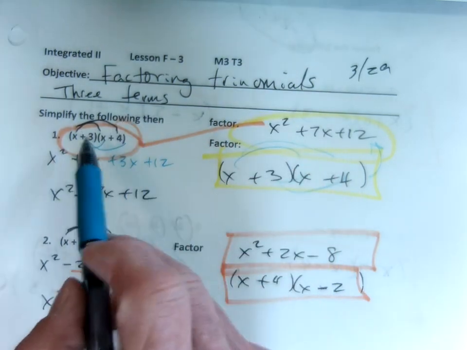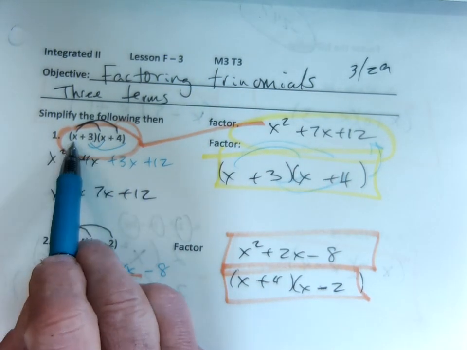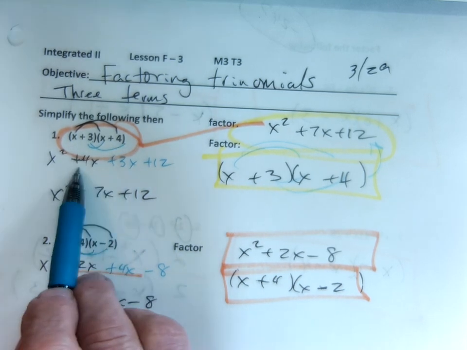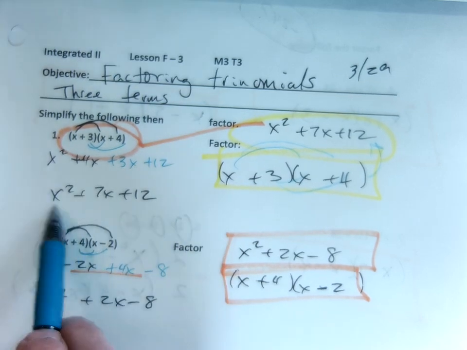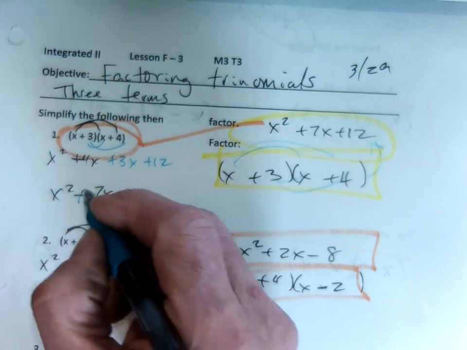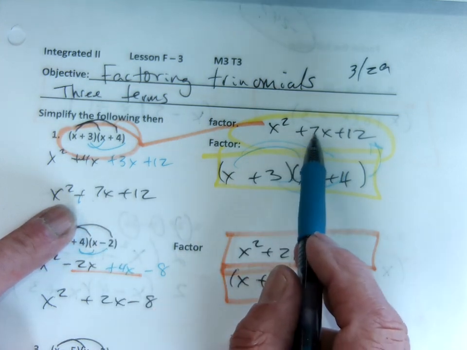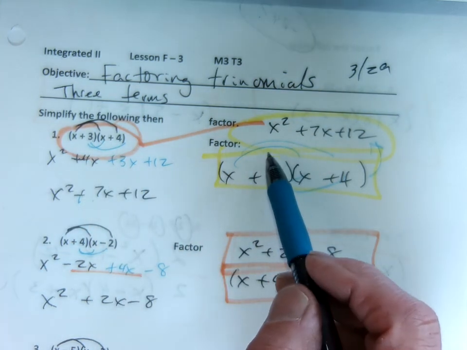Okay, let's just FOIL this. X times x is x squared. X times 4 is 4x. 3 times x is 3x. 3 times 4 is 12. We combined the two middle terms and got x squared plus 7x plus 12. Now that is another form of this, the factored form. So we say, okay, let's do it backwards.